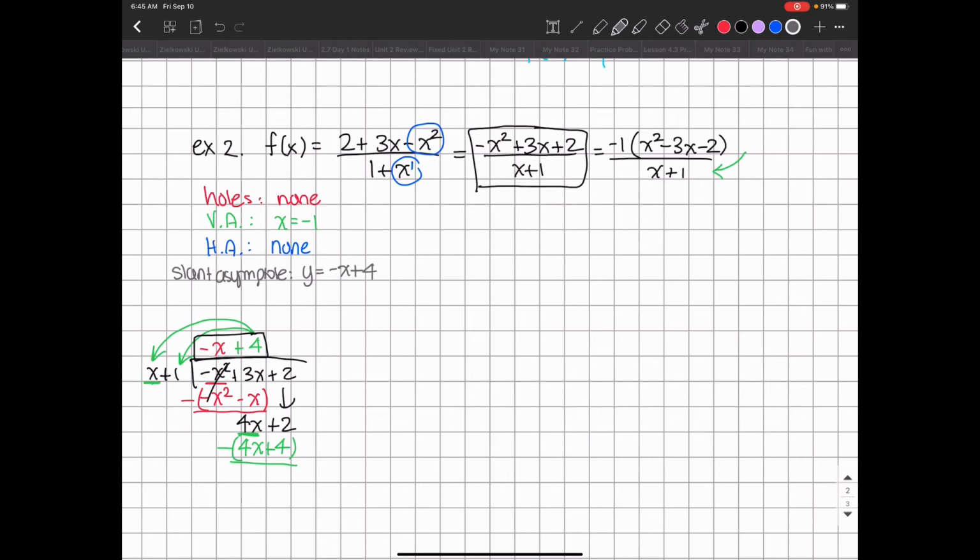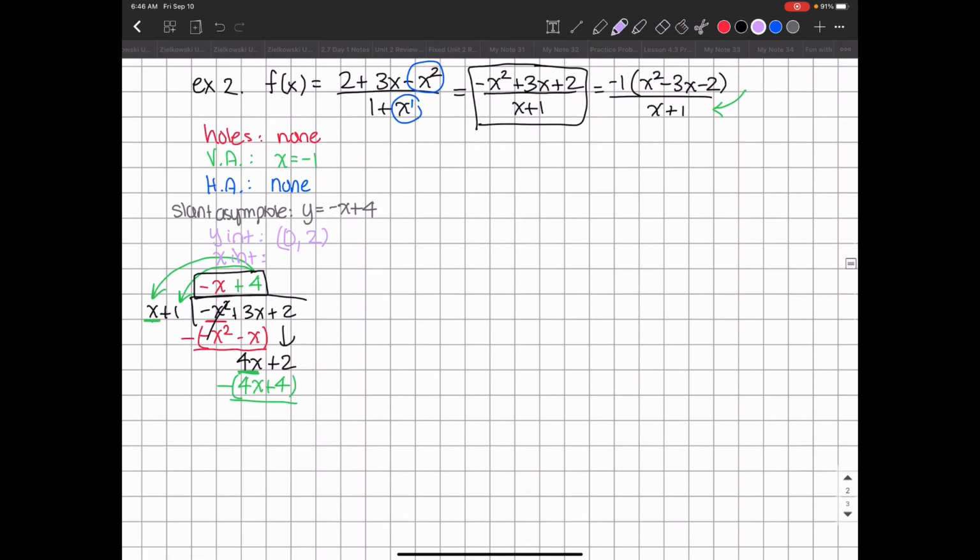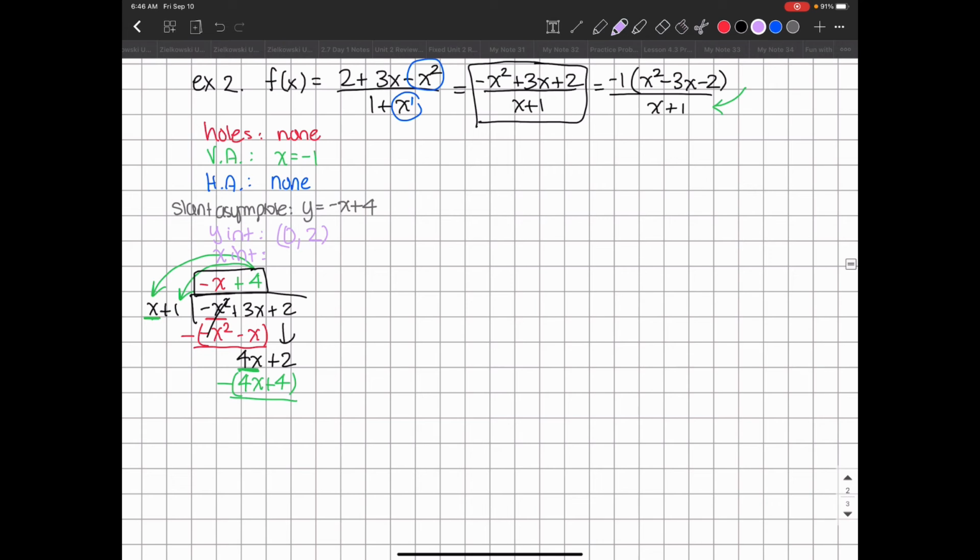So that's my slant asymptote, and then I'm looking for my y-intercept. My y-intercept in this case, when I plug in x equal to 0, I'm going to get (0, 2). And then if I wanted to look for my x-intercept, I would have to use the quadratic formula to do that.